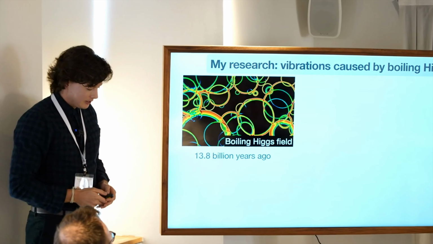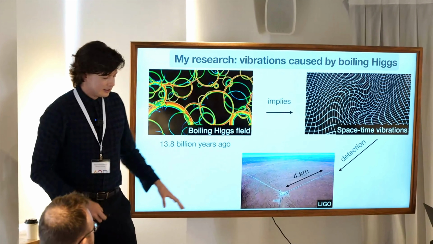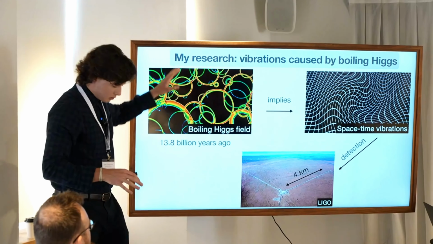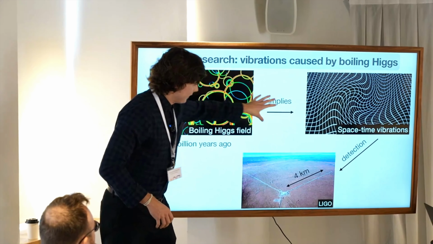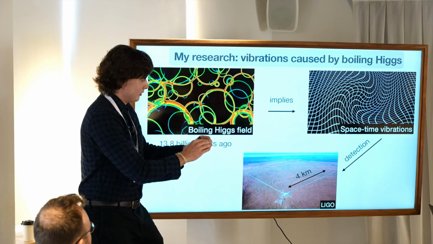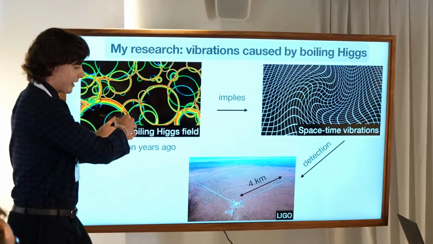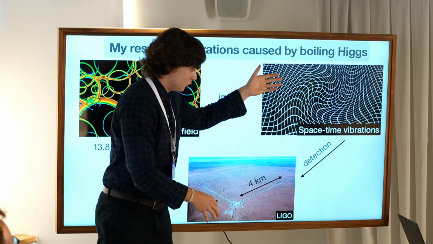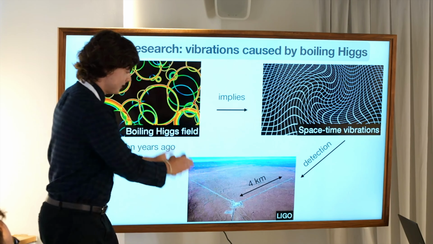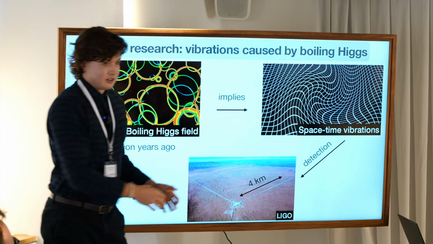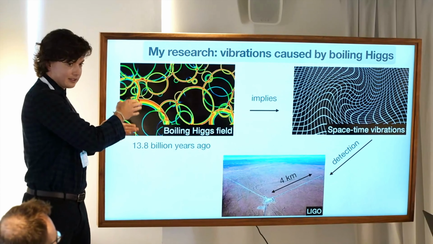Then, for the next question, how can we know if we detect a signal that it comes from that? That's precisely our work, because we estimate what are the space-time vibrations induced by such a dynamic. So we know the shape of those vibrations, the spectral shape of those vibrations, and then if we find something, if the spectral shape matches, then we know with good certainty that it comes from that dynamic.